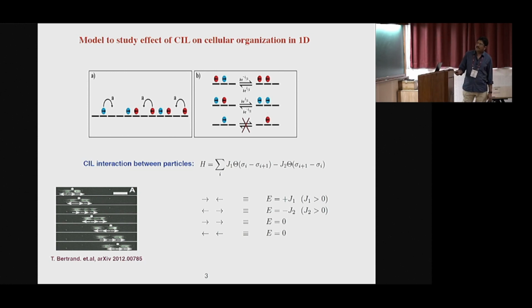So we put in also excluded volume. And then the effect of CIL is mimicked by this Hamiltonian. When the cells come in contact with each other, the effect of contact inhibition locomotion is modeled by this Hamiltonian, where we express it in terms of some CIL parameters J1 and J2. The effect is that if the two cells are facing each other, there is some energy cost, and it is energetically favorable for the cells to be oppositely oriented. And here theta are Heaviside theta functions. So this mimics the effect of CIL. And like I said, the translation dynamics is mimicked by the ability of the cells to hop unidirectionally in one sense with this excluded volume effect.